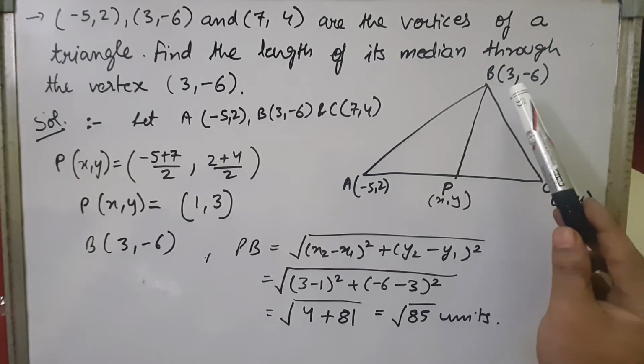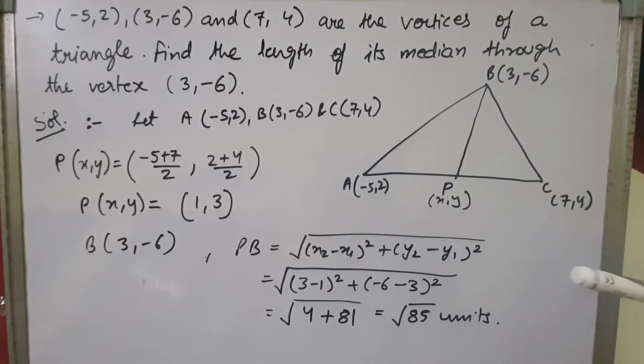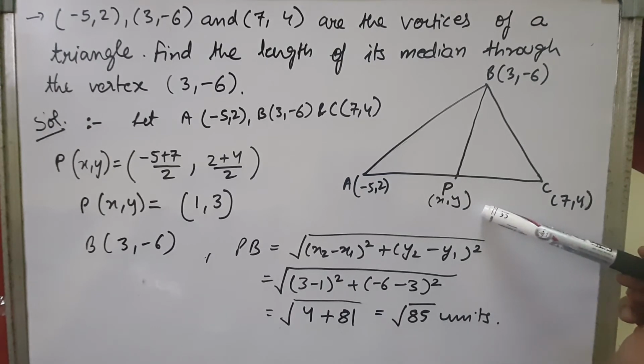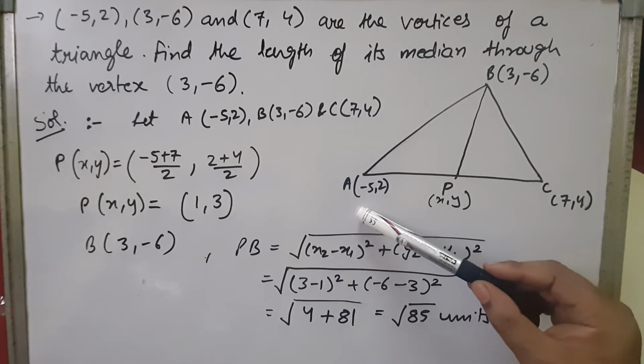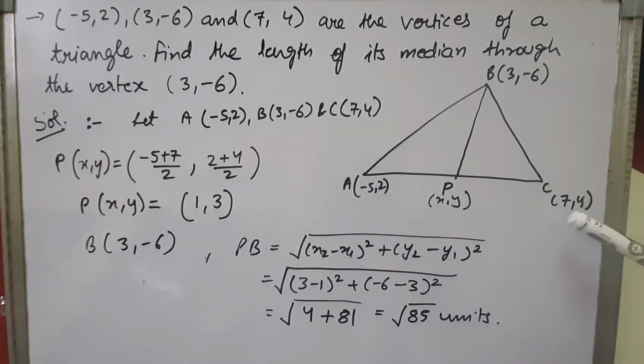The line joining the vertex and the midpoint of the side opposite to it. So if BP is the median, then P will be the midpoint of AC. First we calculate the coordinates of P by the midpoint formula. We know the coordinates of A as minus 5 comma 2, which is x1 comma y1, and C as 7 comma 4, which is x2 comma y2.